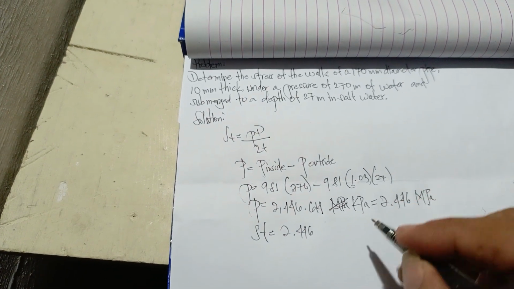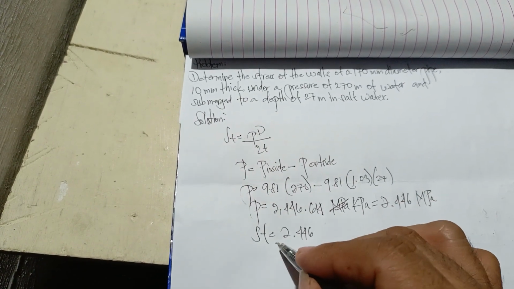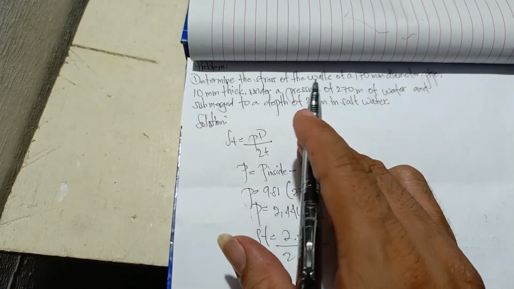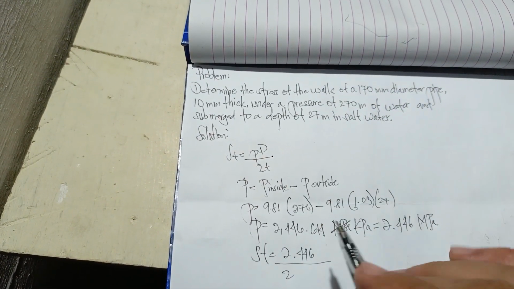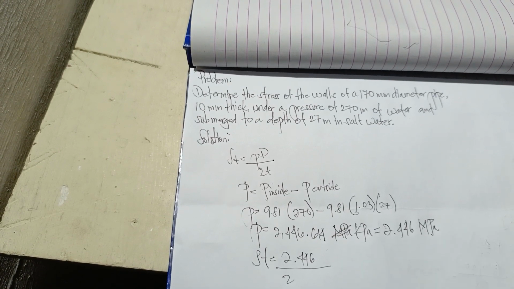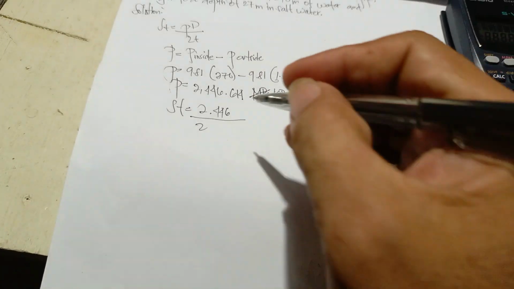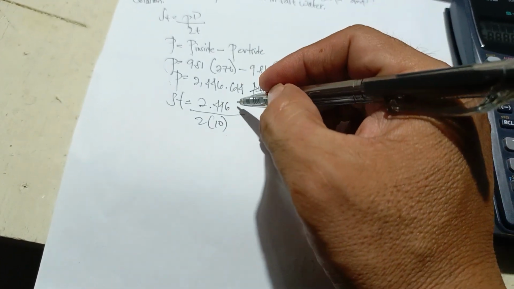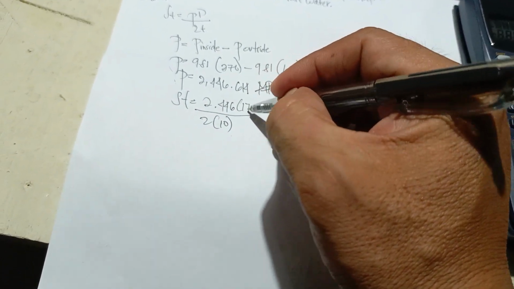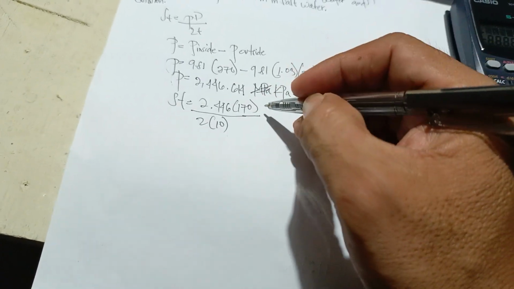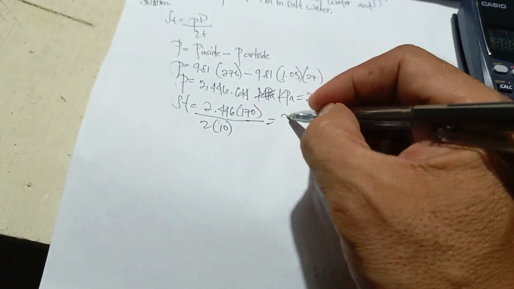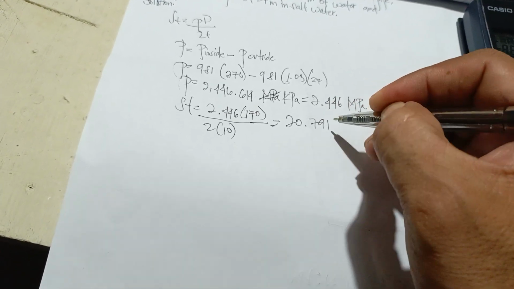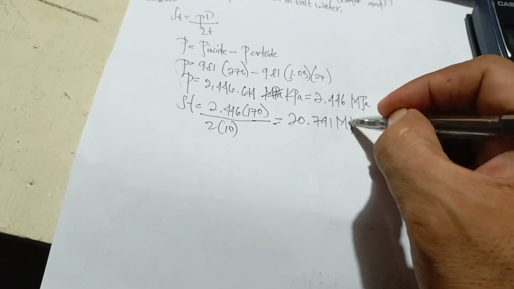So ST is equals 2.46 megapascal times 170 divided by 2 times 10. ST is equals 20.791 megapascal.